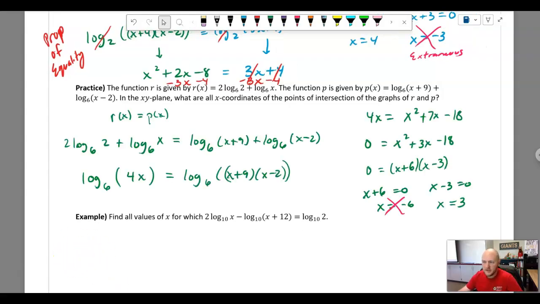All right, so here is our solution here. They want the intersection of r of x and p of x. So we'll set them equal to each other. Here's r of x.